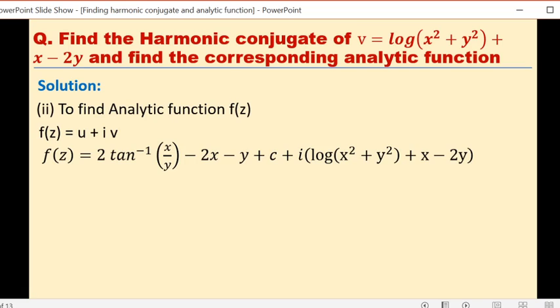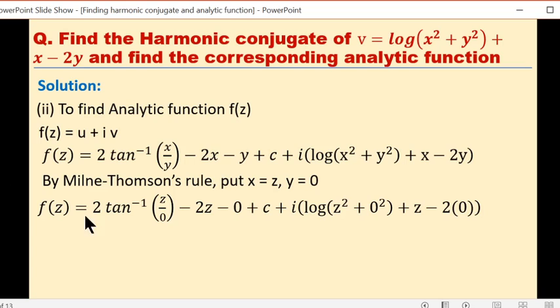This f of z, very good Dheeraj, Milne-Thomson's rule. Can someone tell me what does Milne-Thomson rule says? What is it that we are supposed to do? Very good Jeet, Aditi. Put x equal to z and y equal to 0. Excellent. So by Milne-Thomson's rule, we put x equal to z and y equal to 0. So we get f of z equal to 2 into tan inverse of z by 0 minus 2z minus 0 plus c plus I times log of z square plus 0 square plus z minus 2 into 0.